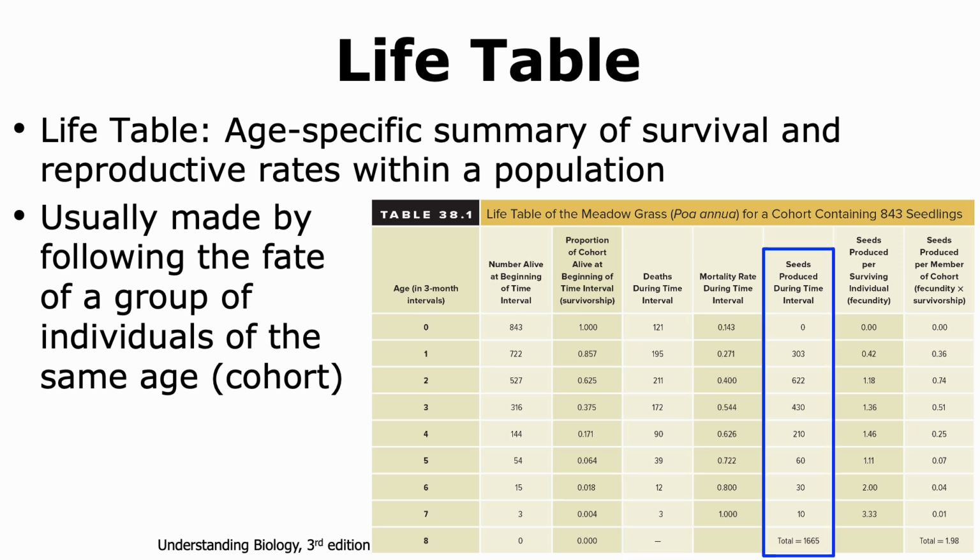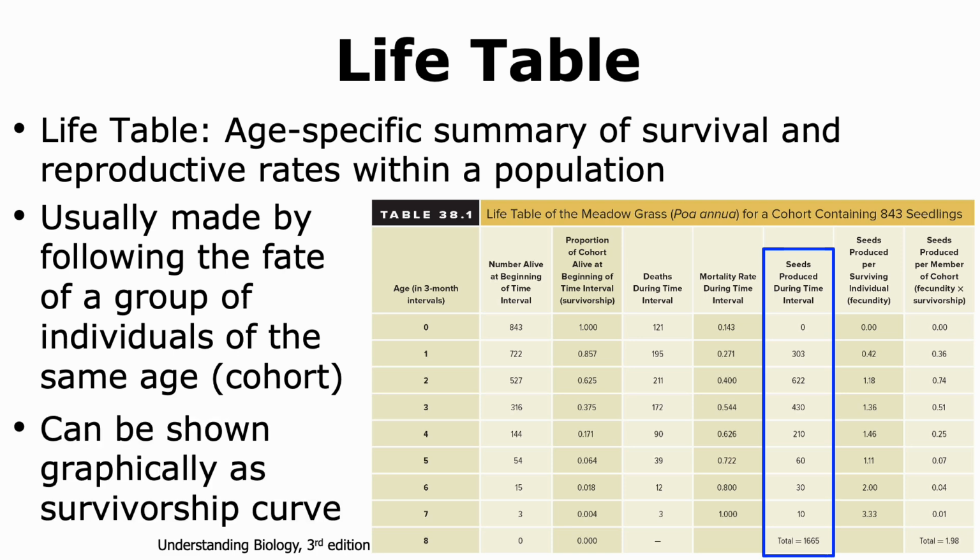We can also look at the reproductive potential of these 843 seedlings by looking at the seeds produced during each time interval. Once again, we see that there is an increase in the earlier time intervals and then there is a decrease. We're also able to see that the 843 seedlings gave rise to 1,665 seeds, which are its progeny. Thus, a life table provides many different pieces of information about a population.